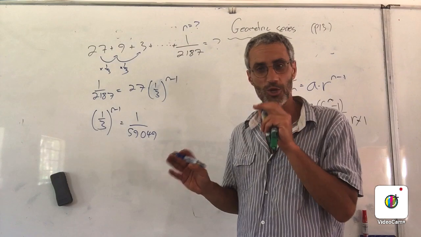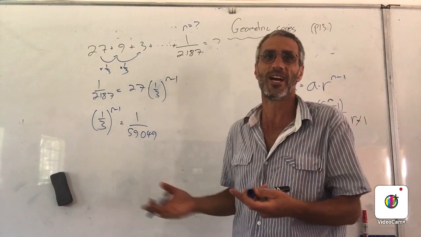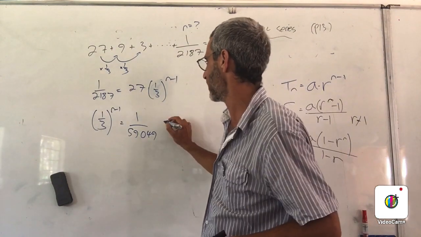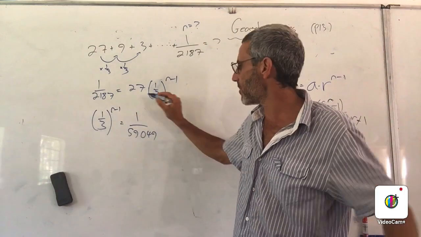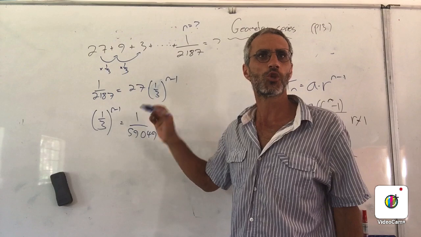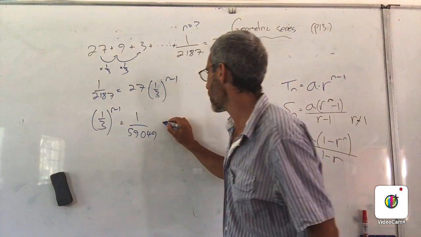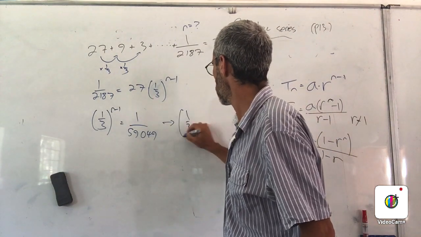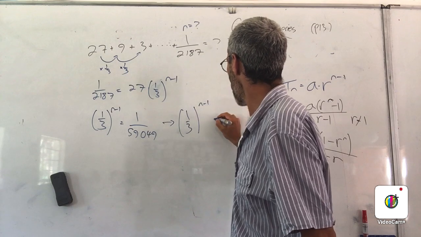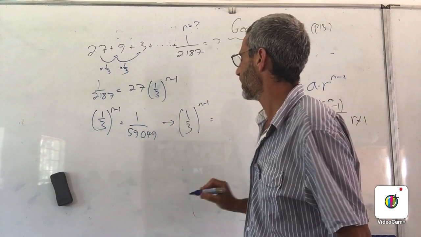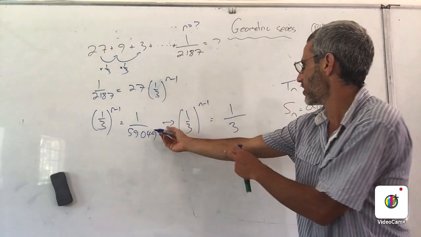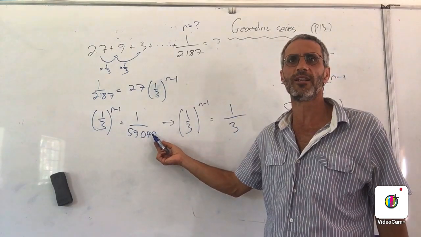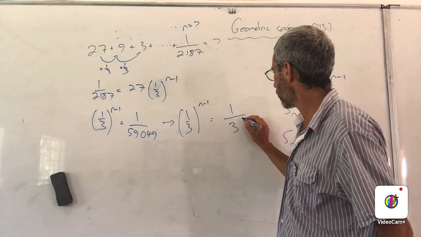You need the calculator, but you know logarithm. In fact, we've done it since grade 10, I think. We have to make sure we have the same base, so we can drop it. So we're going to write it again as a third to the power of n minus 1. And I want to write 1 divided by 3 to the power of something that will give me eventually 59049. So 3 to the power of what?